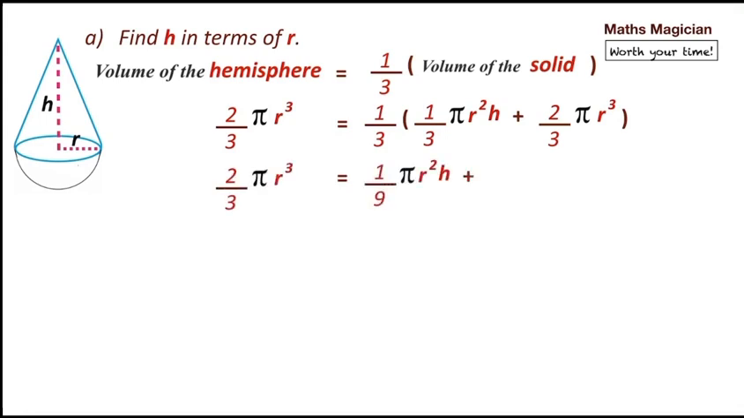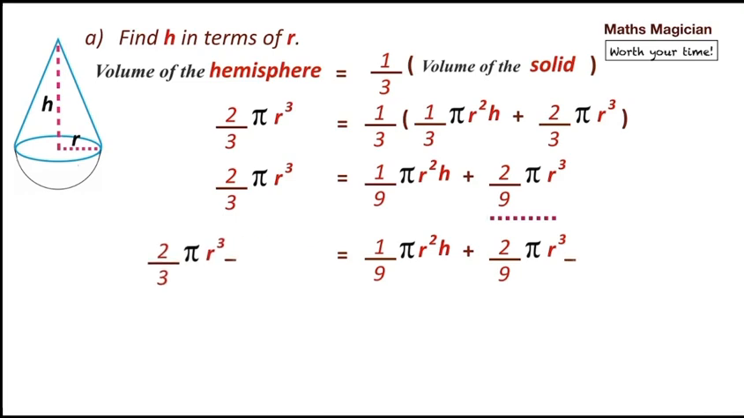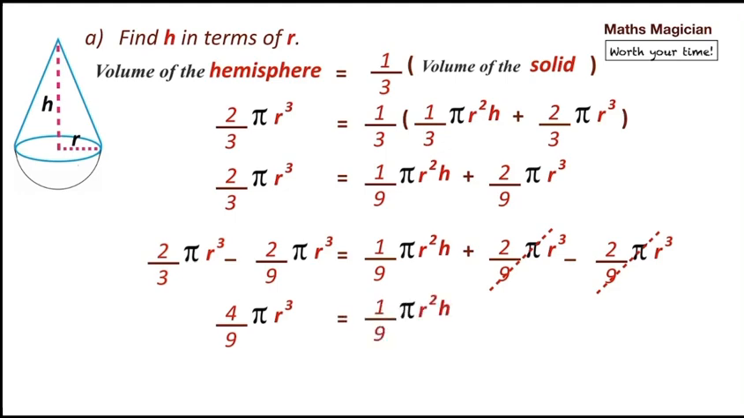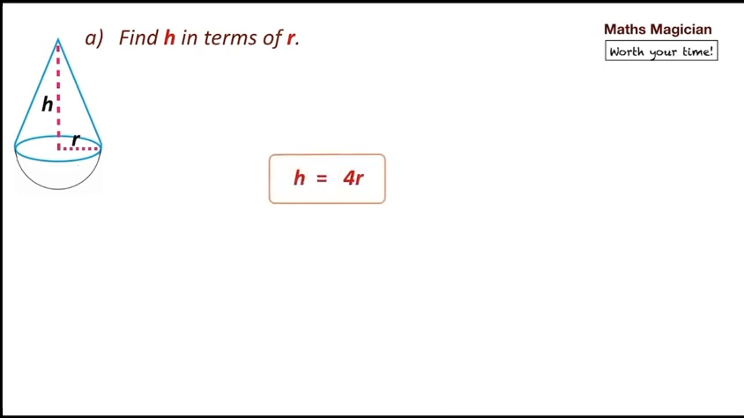Next, solving and opening the brackets. Now we bring terms with same variables together. So we want this term on the other side. For this, we subtract this term from both sides so that they cancel out here, and we get this equation. Multiply both sides by 9 by pi r square, and we get 4r is equal to h, and hence part A is solved. We found h in terms of r.